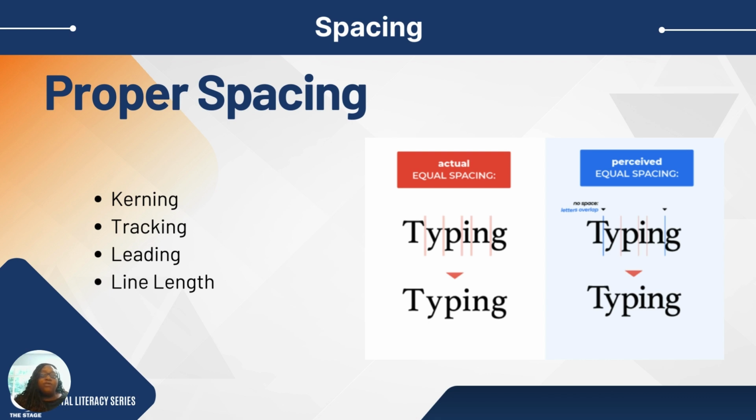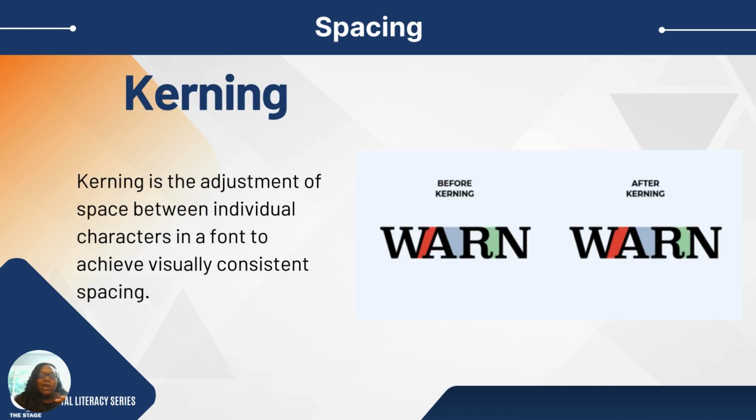Now we have proper spacing. Spacing is important. Spacing includes kerning, leading, tracking, and line length, and is crucial for readability and overall appearance. Proper spacing makes your text easy to read, but also aesthetically pleasing. So you want to make sure that you get your spacing right, right?